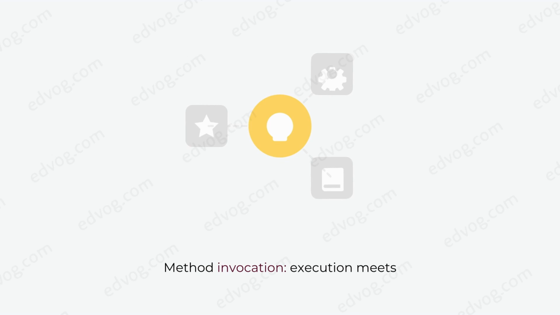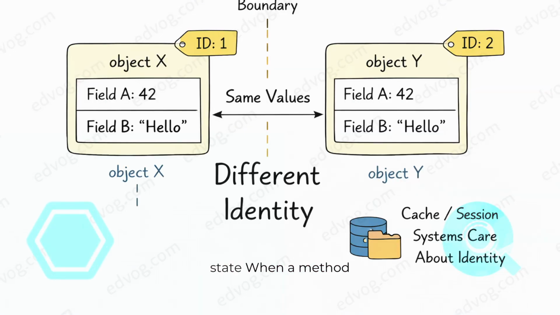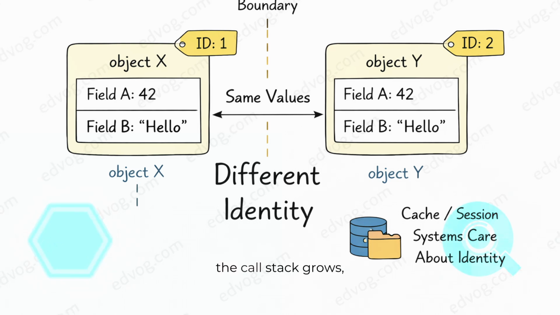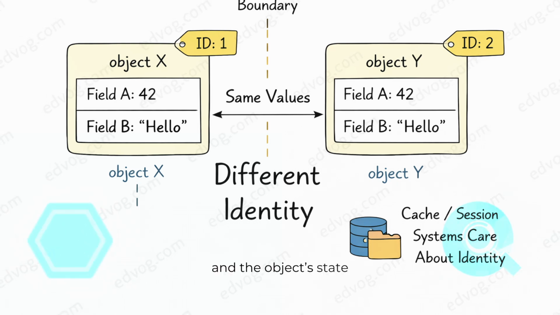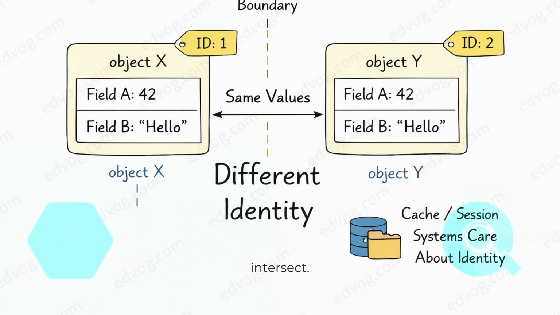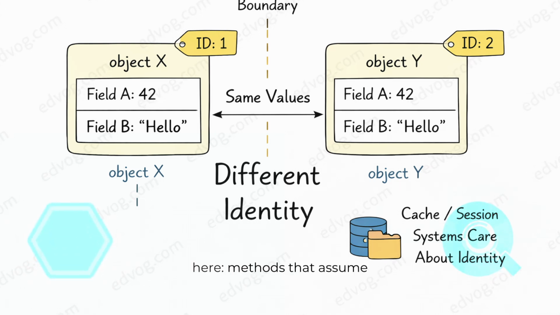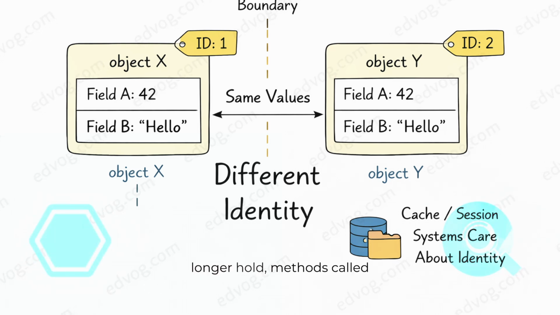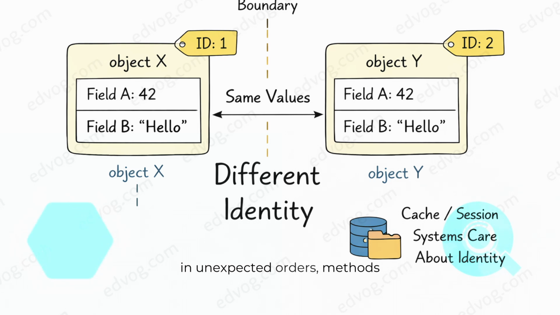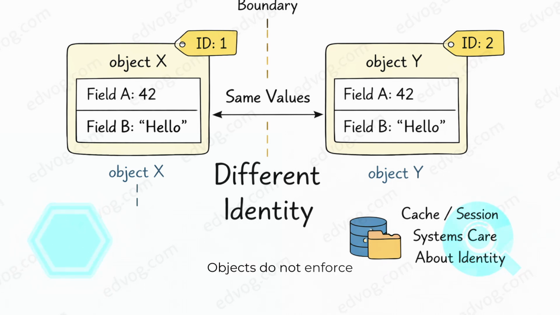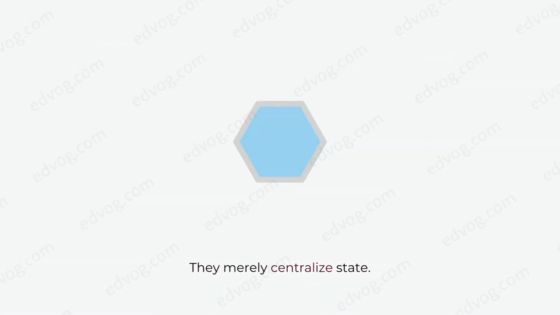Method invocation, execution meets state. When a method is invoked, execution transfers, the call stack grows, and the object's state becomes active. This is where control flow and long-lived state intersect. Many subtle bugs appear here. Methods that assume state invariants that no longer hold. Methods called in unexpected orders. Methods executed concurrently on shared objects. Objects do not enforce correctness. They merely centralize state.